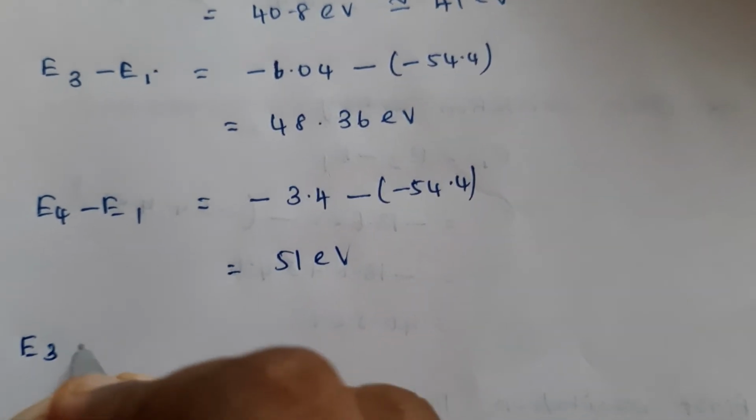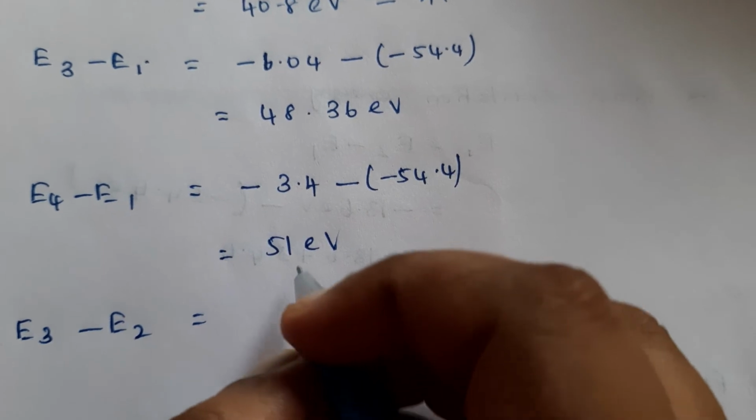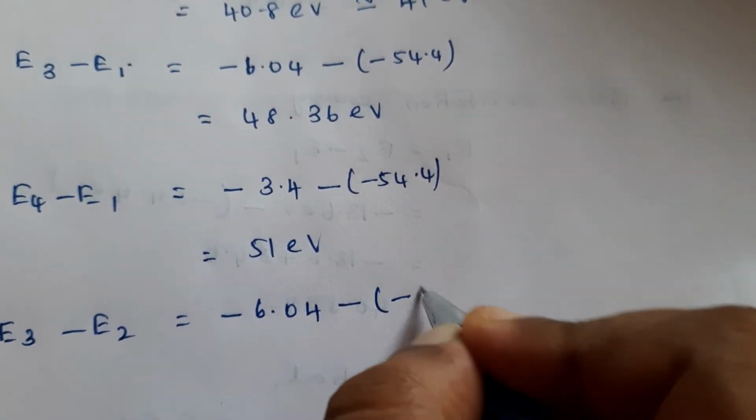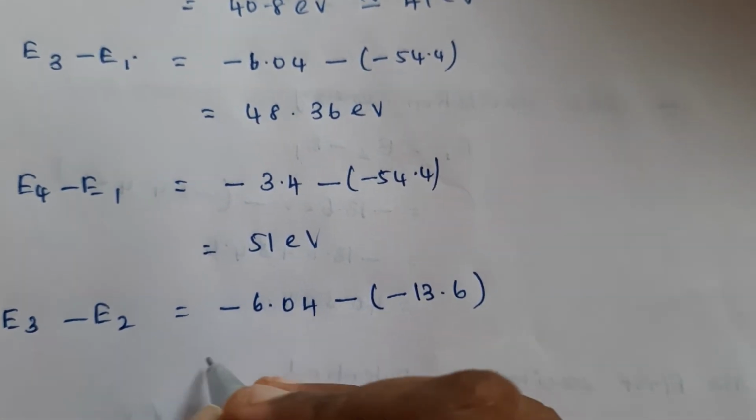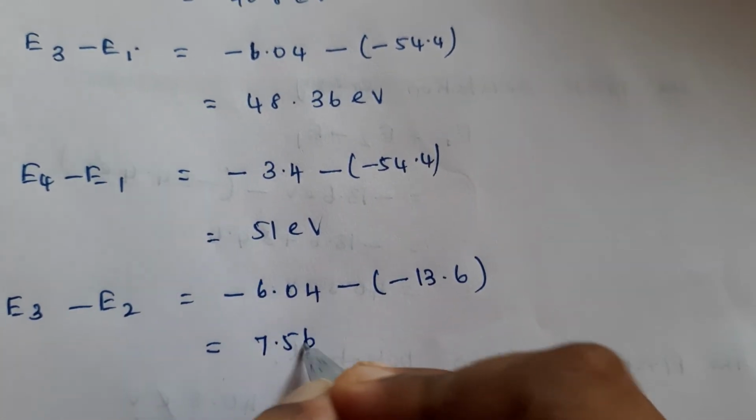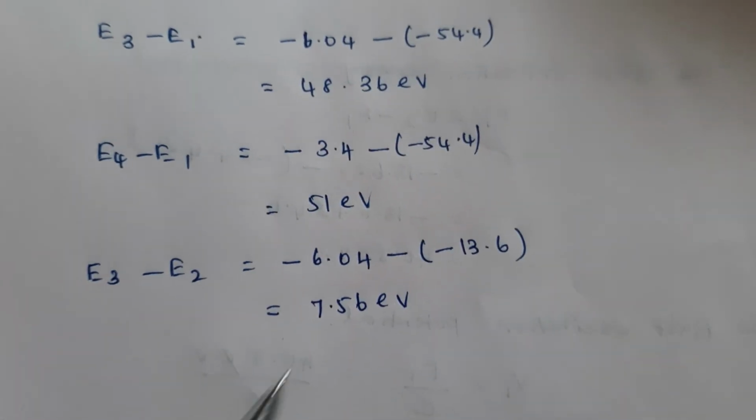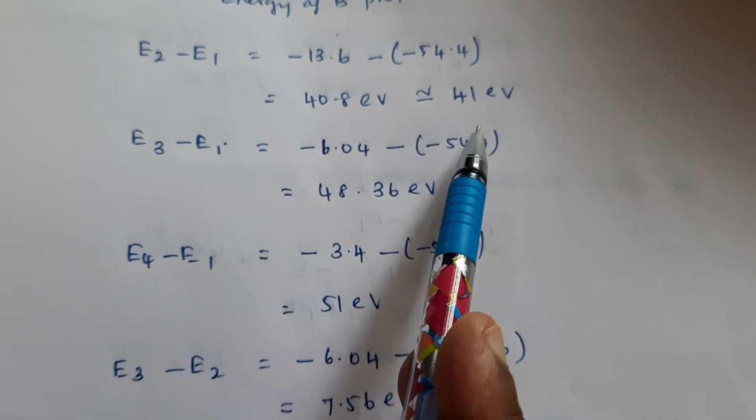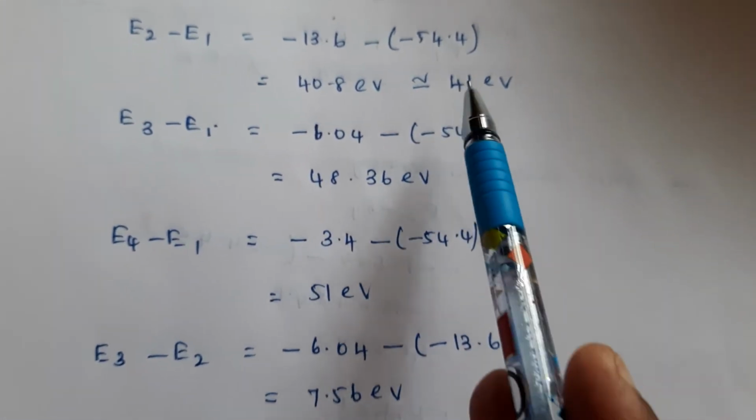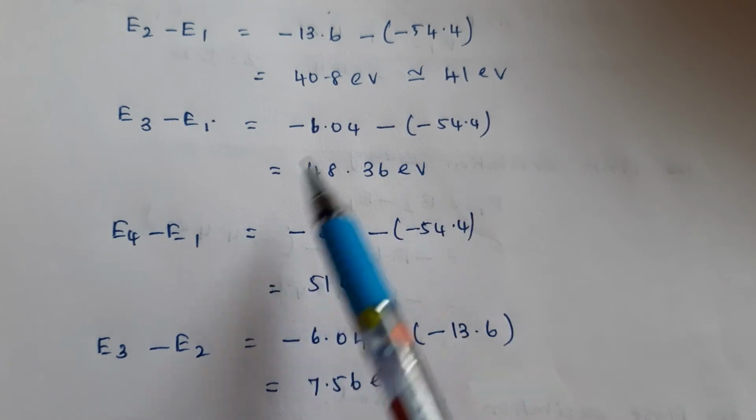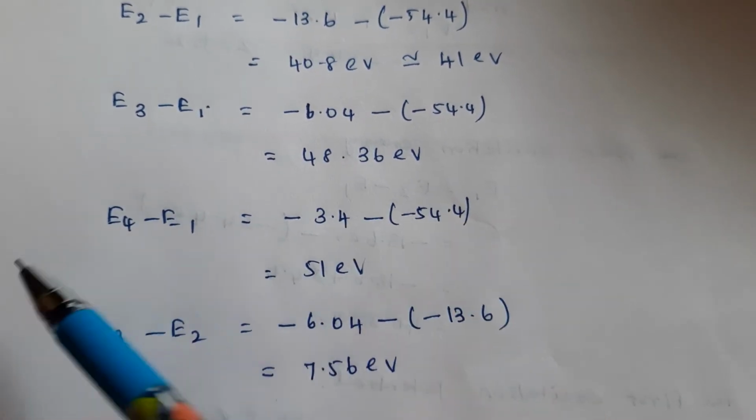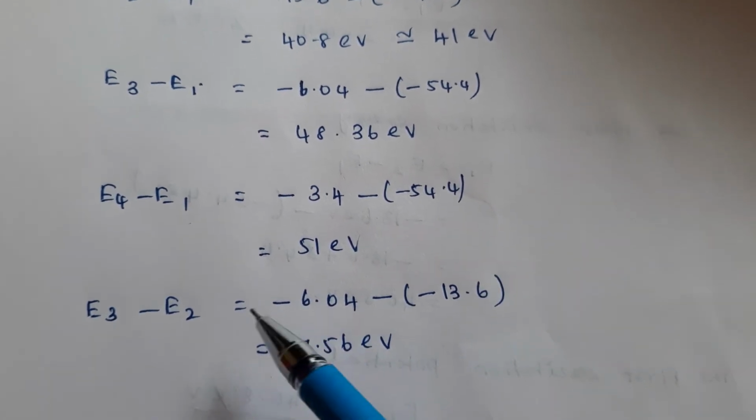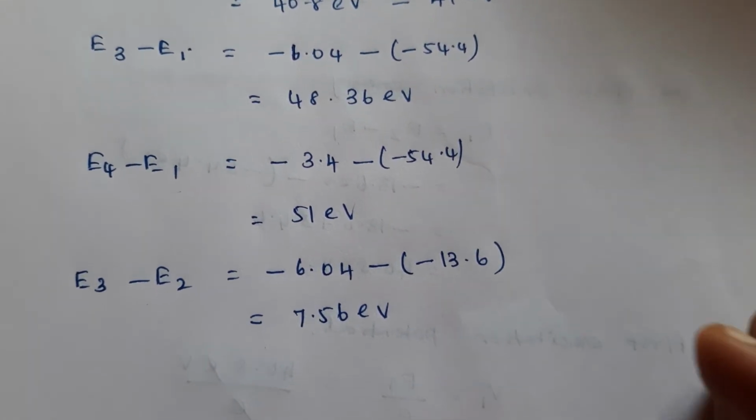We'll go for E3 minus E2: minus 6.04 minus of minus 13.6. So it is 7.56 electron volt. We can go on finding like this. Now we have to find whether any one is equal to 42 electron volt. E2 minus E1 is not 42. E3 minus E1 is not 42. E4 minus E1 is also not. E3 minus E2 is also not having that value.